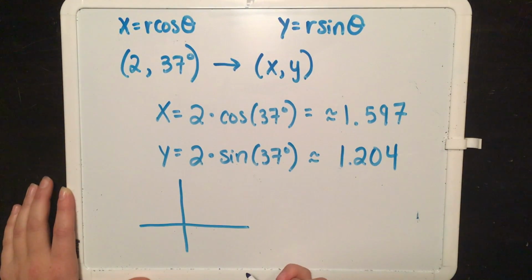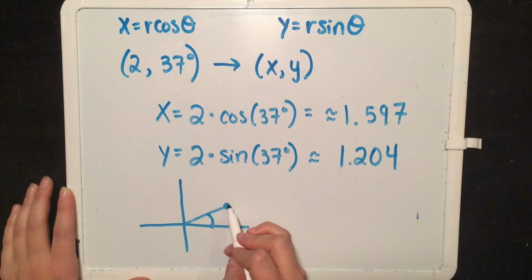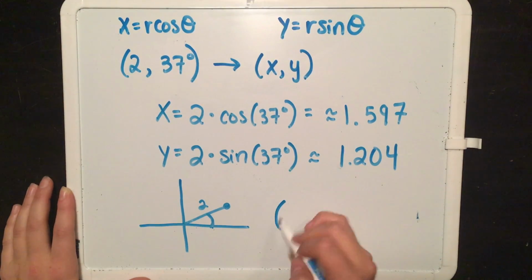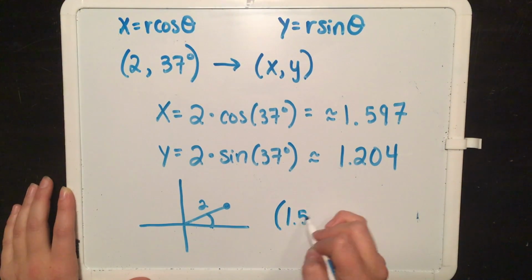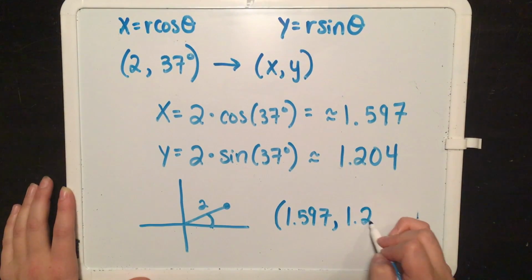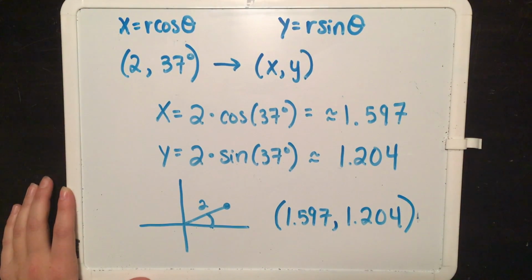Graphing this, 37 degrees is in the first quadrant. It's about here. And our distance is 2 from the center. So our x and y coordinates are 1.597, comma, 1.204. Both are positive.